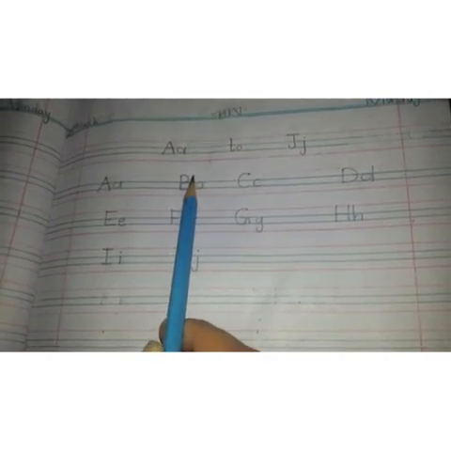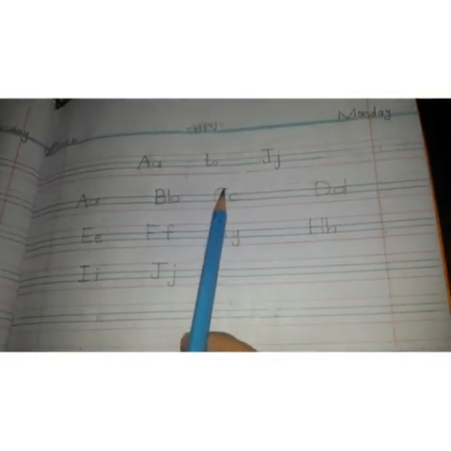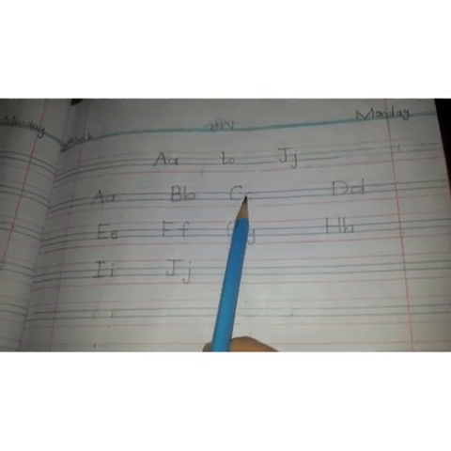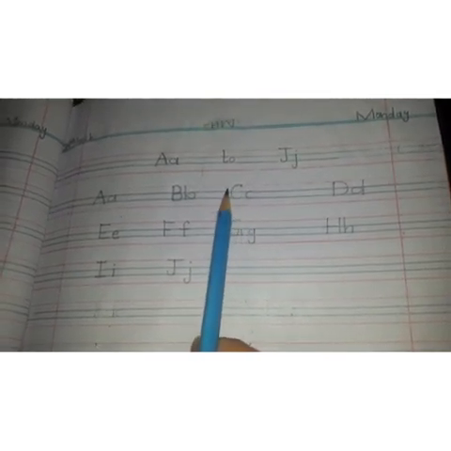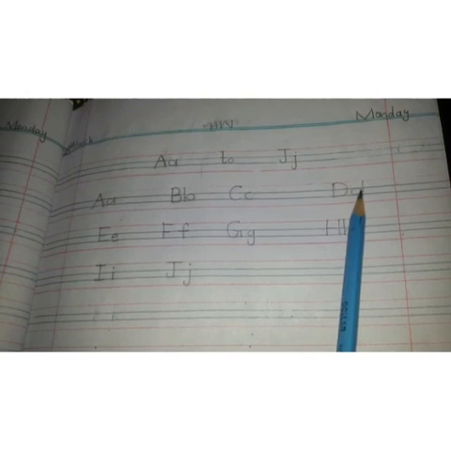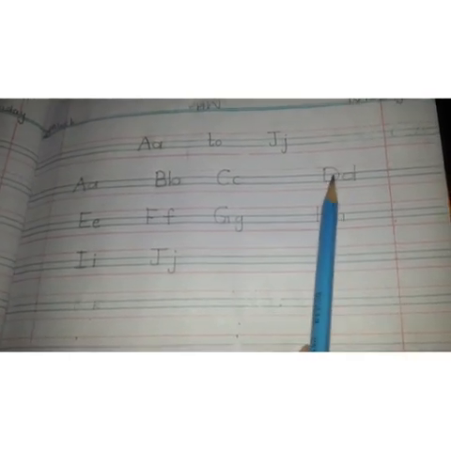Make a balloon shape and a straight line. B. Now draw a semicircle. C. Now draw a small semicircle. C. Draw a straight line and a semicircle. D. Make a balloon shape and draw a straight line. D.